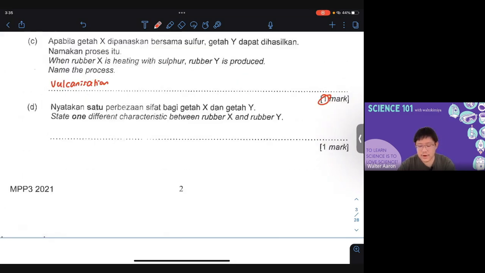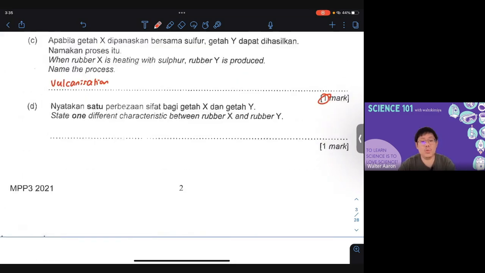State one different characteristic between rubber X and rubber Y. So I will say that rubber, of course, the vulcanized rubber has an added advantage because it has heat resistance. One of the key concepts when making car tires. So for example, car tires, you cannot use unvulcanized rubber because it is soft, all right, and it's not heat resistant. So friction between the tires and the road will melt the unvulcanized rubber. So in this case here, vulcanized rubber is better because it's heat resistant.